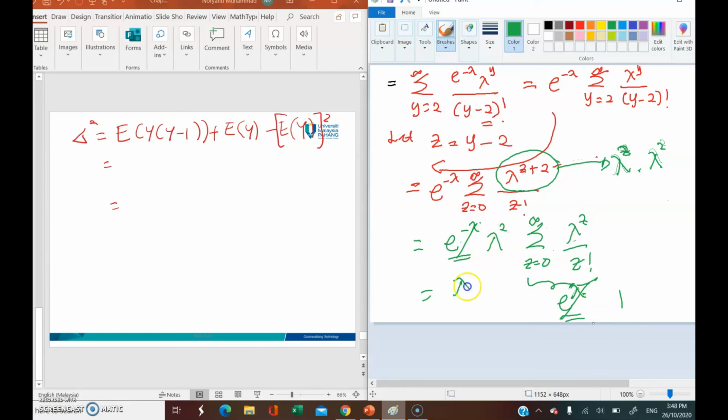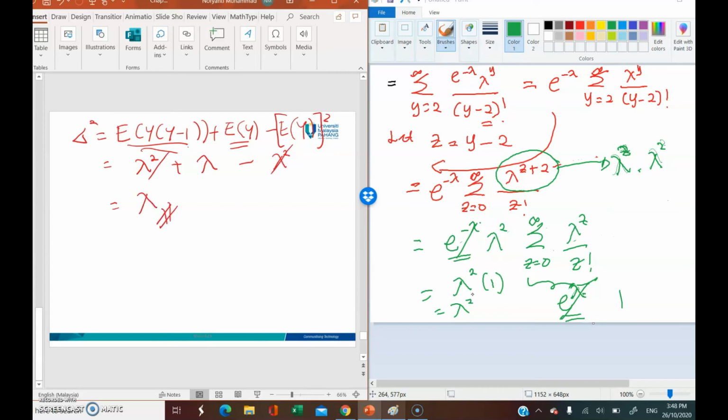So here you will have lambda square only. Alright, so this is for this one. So you have lambda square plus this one. Remember from the previous mean you get lambda, and then here you get lambda square as well. So when you get lambda square here, here you get lambda. So this is your answer. So it's proof.